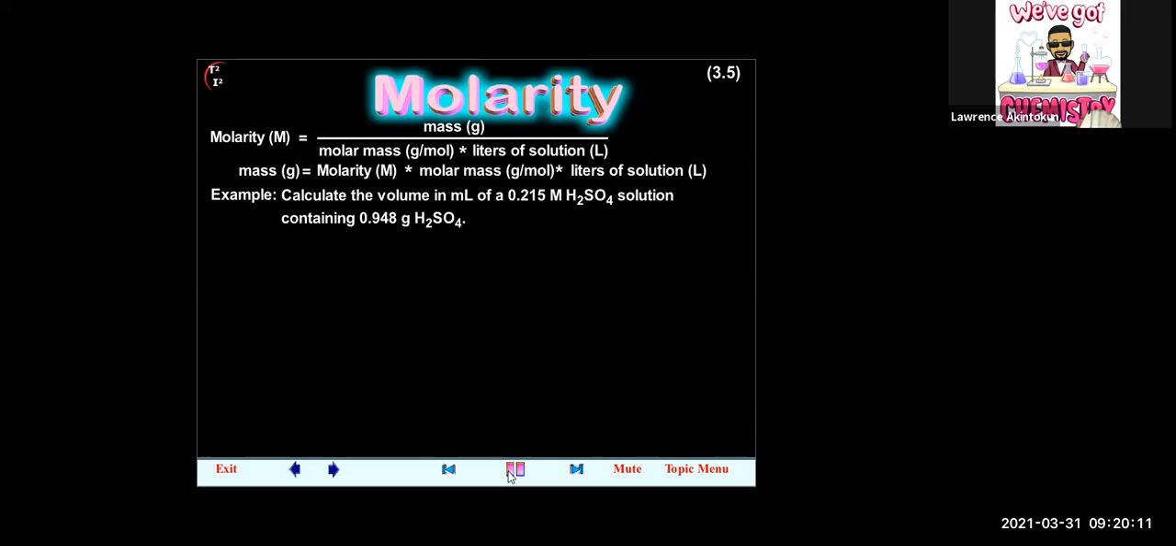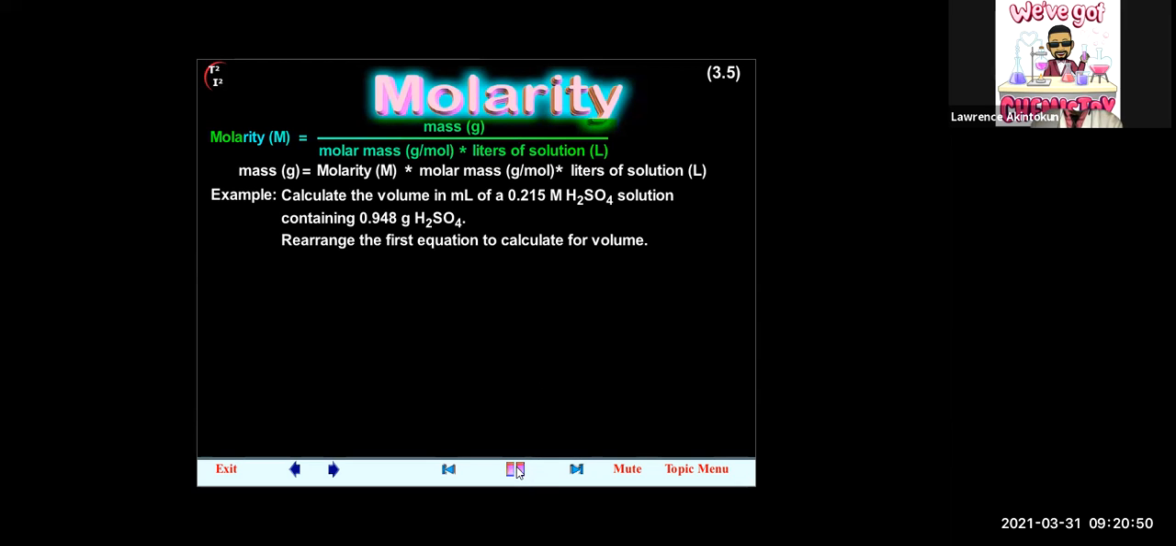Example: calculate the volume in milliliters of 0.215 molar H2SO4 solution containing 0.948 grams H2SO4. All right, let's try this. Let's see how we can handle this using the formula. So manipulate the formula and see what you are given and what you need to know. Let's pause this and then work it out on our own.